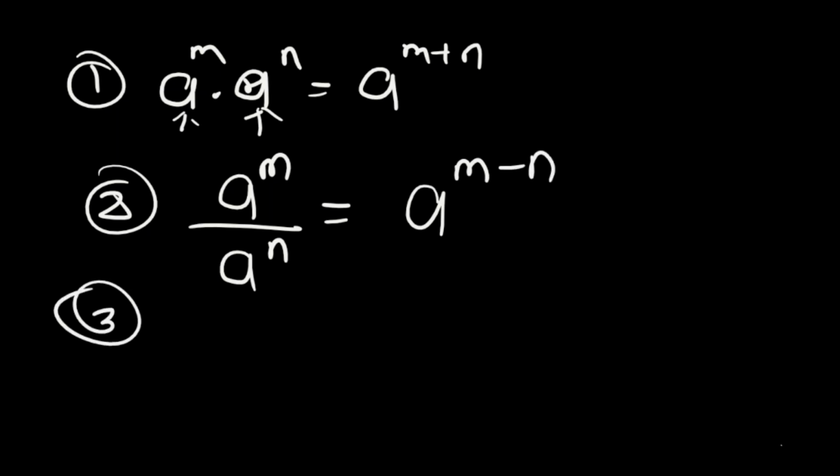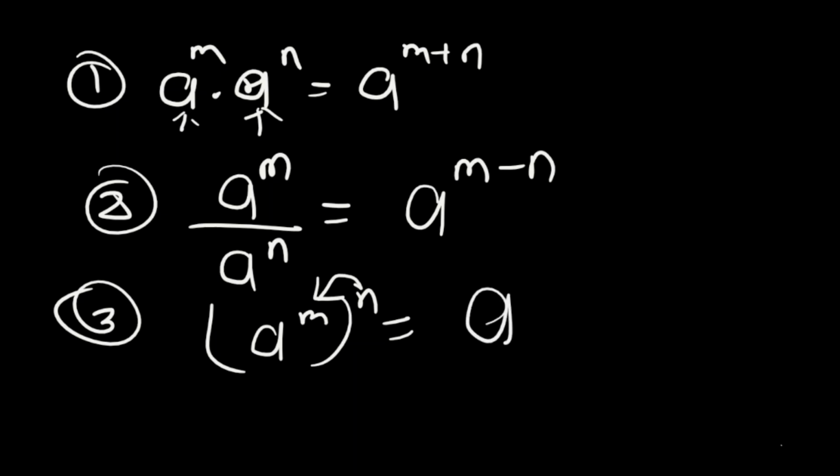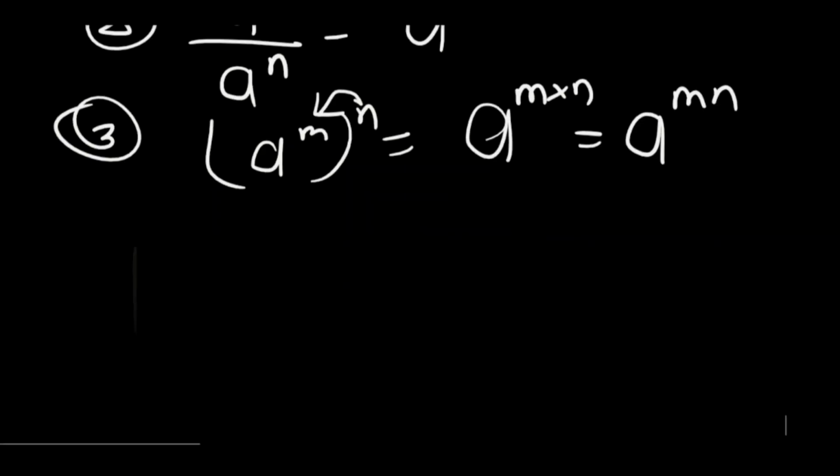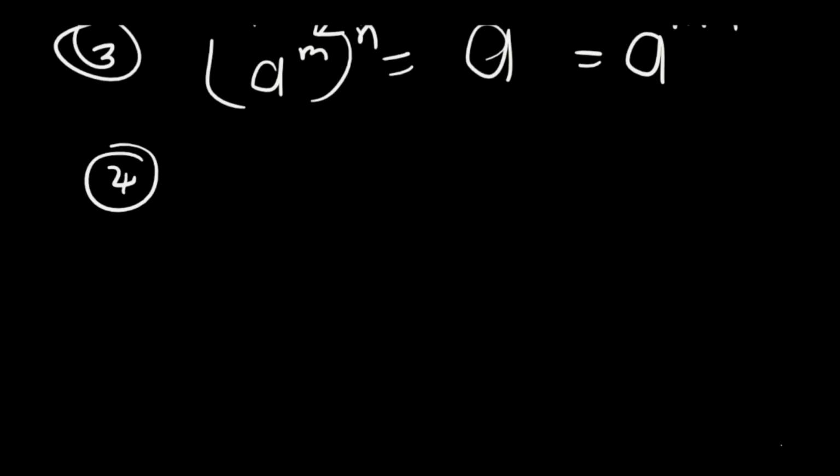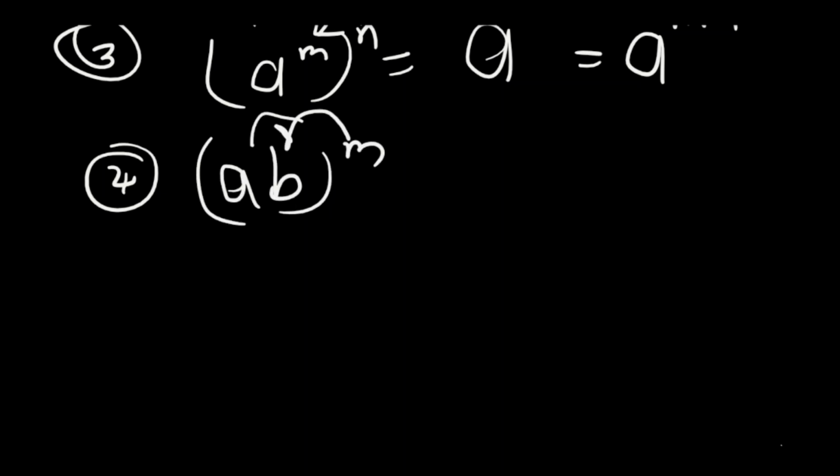And the third one, we said when we have a to the power of m all to the power of n, this exponent will multiply any exponent that it finds inside. So you're going to have a to the power of m multiplied by n, which is a to the power of mn, right? And then the fourth one is, we said if you have ab all to the power of m, this exponent will multiply everything that is inside, same as law number 3. So it's going to be a to the power of m multiplied by b to the power of m.